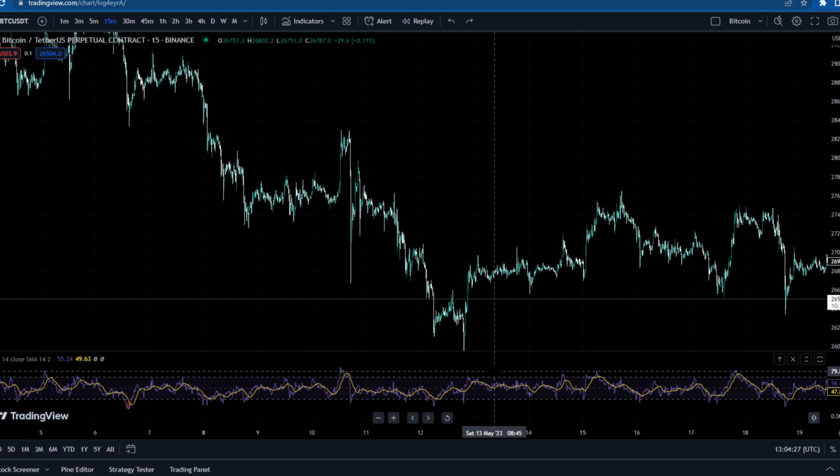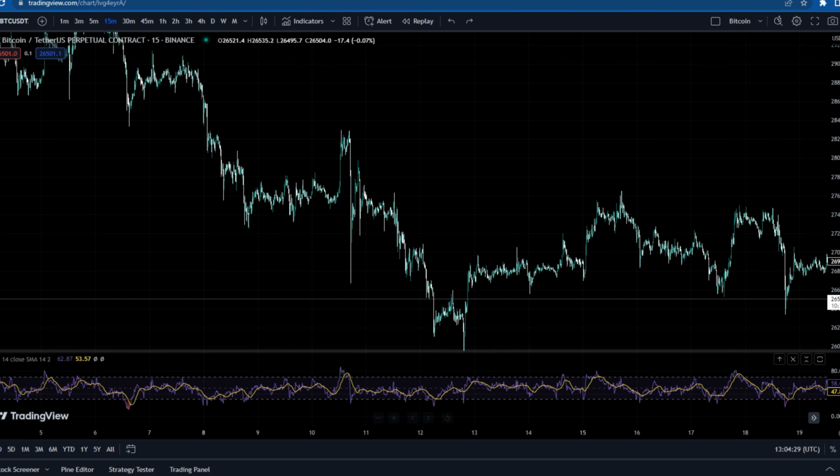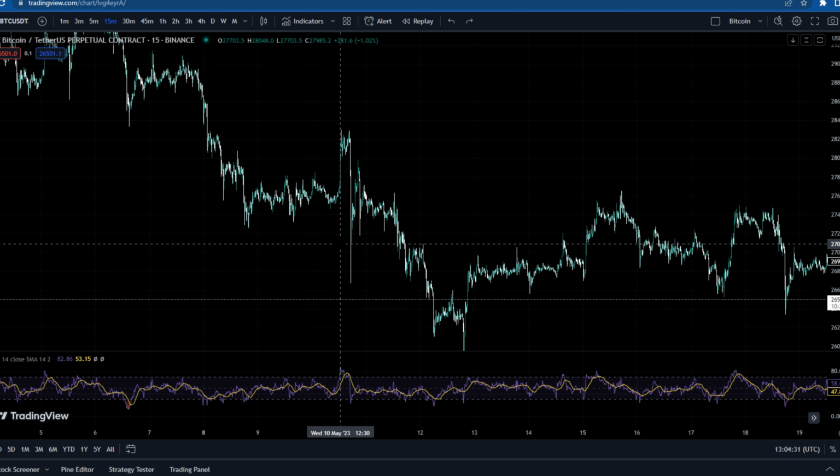So this is divergences. The next thing I want to talk about is uptrend and downtrend mistakes. Now, remember this rule. There is no such thing as overbought in an uptrend. There is no such thing as oversold in a downtrend. Remember it very well, okay?